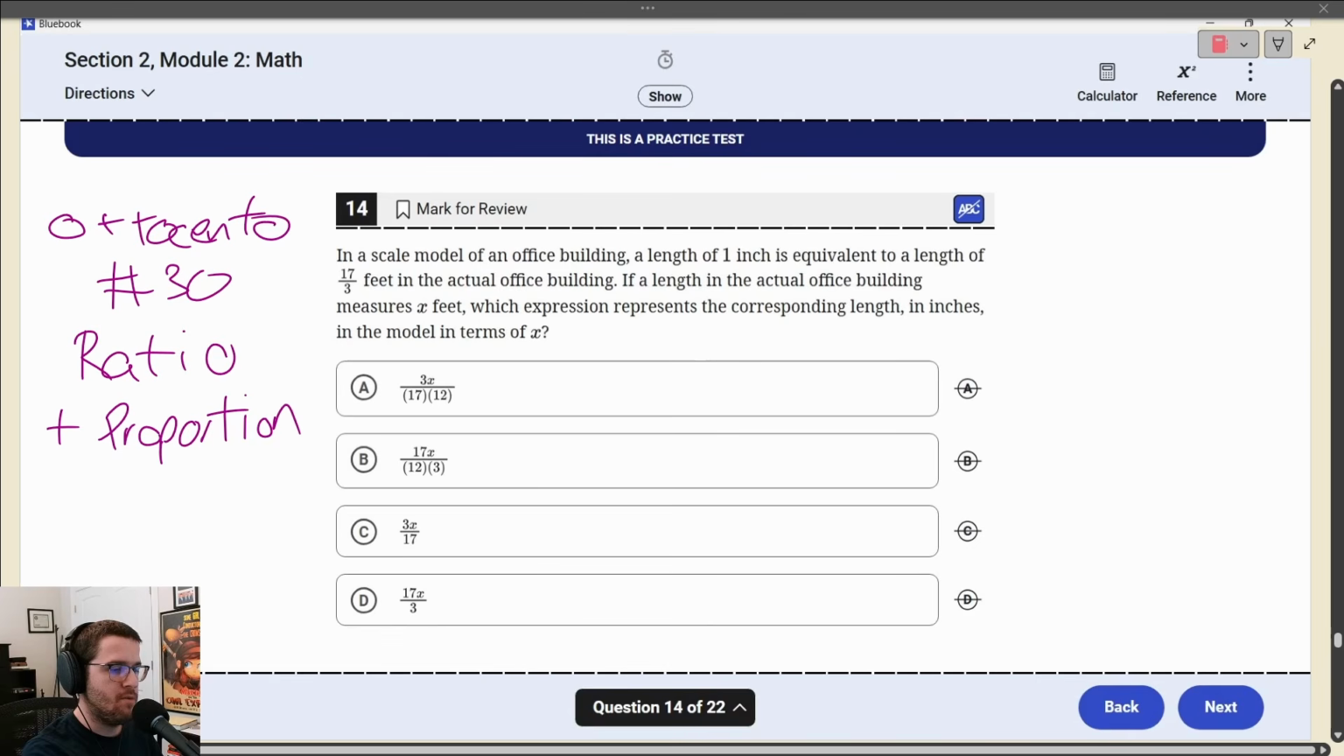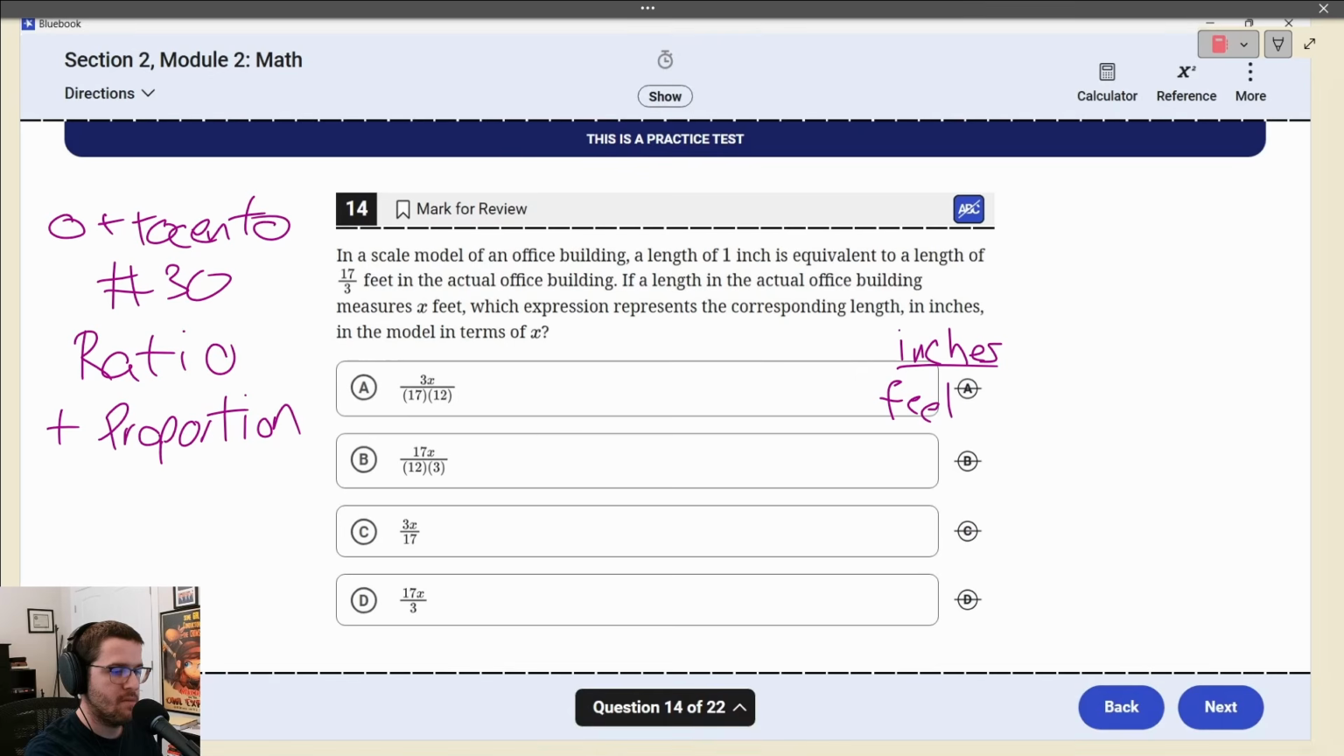I'm going to do, I don't know, just whatever they tell me first. So the first thing I see is inch. So I'll do inches over feet. And it says here 1 inch is equivalent to 17/3 feet. Okay, so we're going to put 1 on the top next to inch, and then 17/3 on the bottom next to feet. And now for the second sentence, we've got x feet. Remember, feet we put on the bottom, so that's x.